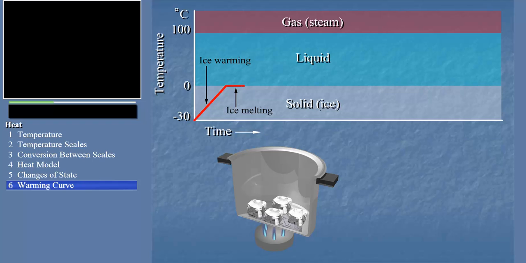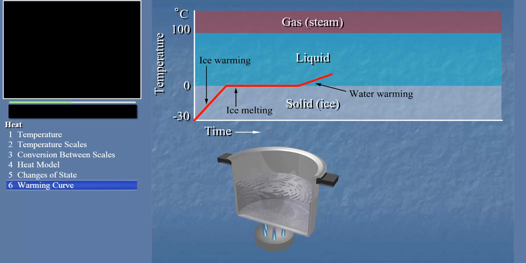Notice that an interesting thing happens on the warming curve. The temperature stays at 0 degrees C until all the ice is melted. During this period, all the heat is being used to melt the ice, not to change its temperature. Once all the ice is melted, the temperature begins to rise again, and it keeps rising until the liquid water reaches 100 degrees C, its boiling point.